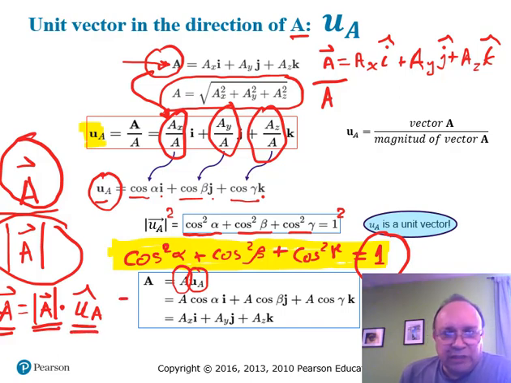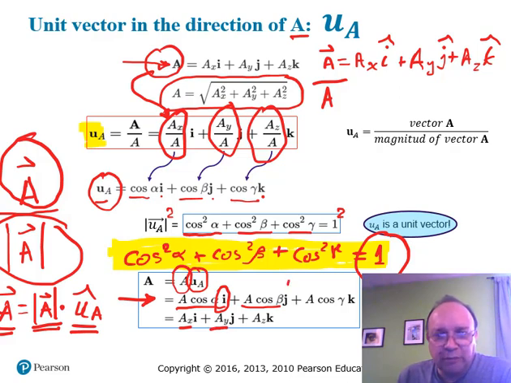And then you are expressing here in terms of the rectangular components. A cosine alpha is the x component multiplied by the unit vector in the direction of x. A cosine beta is the magnitude of the y component multiplied by the unit vector in the y direction. A cosine gamma, which is the az component multiplied by the direction in the z direction.